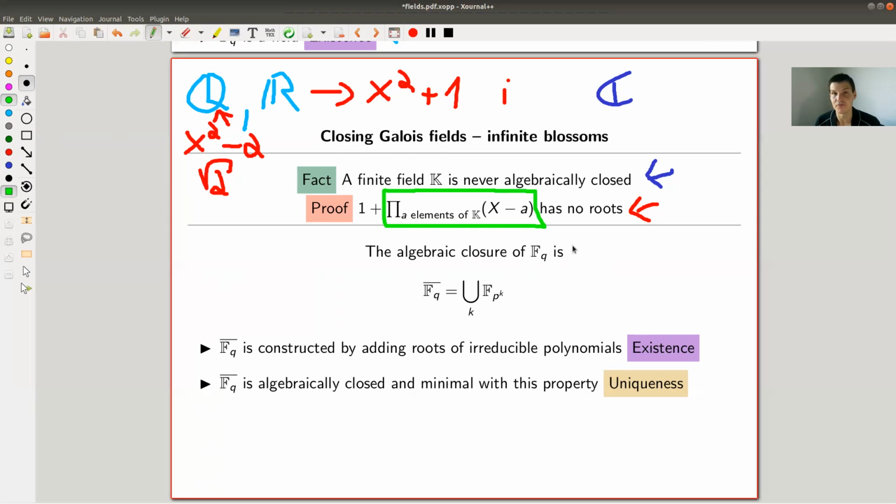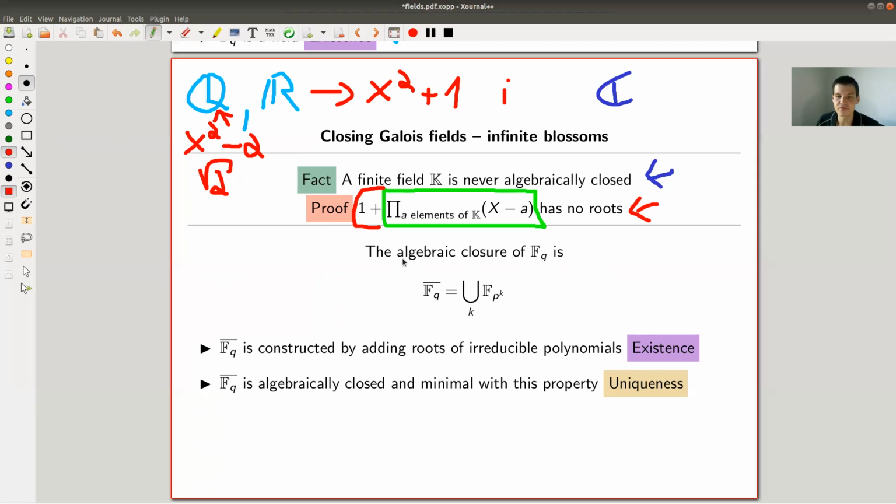It's a product of x minus element. And then you add 1. And because the green box has everything as a root, if you add 1, this polynomial doesn't have a root. Proof done. QED. A finite field is never algebraically closed.